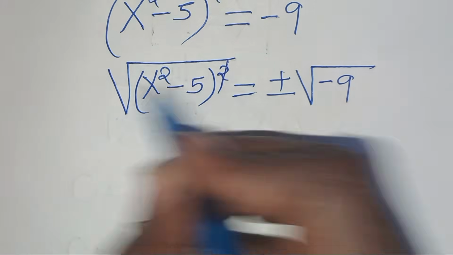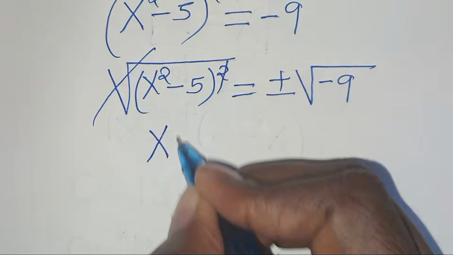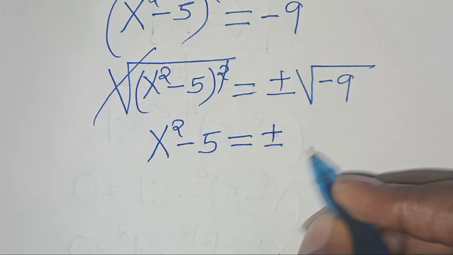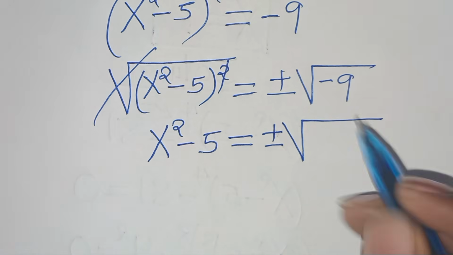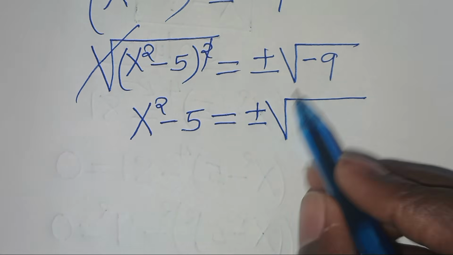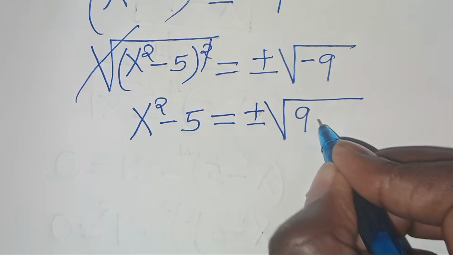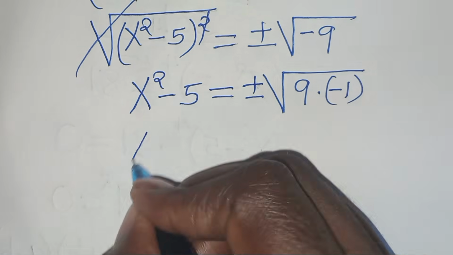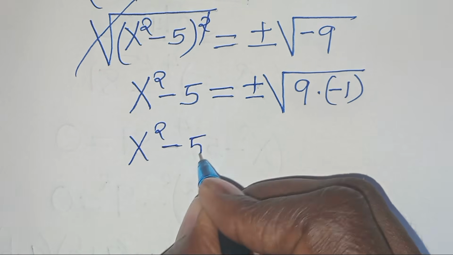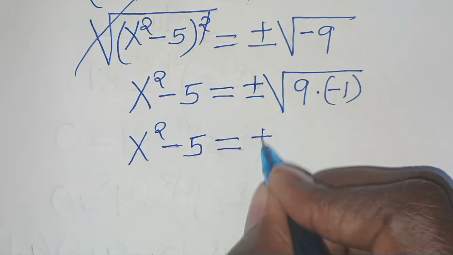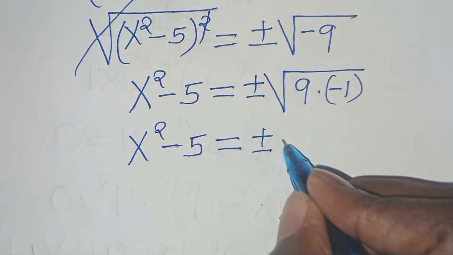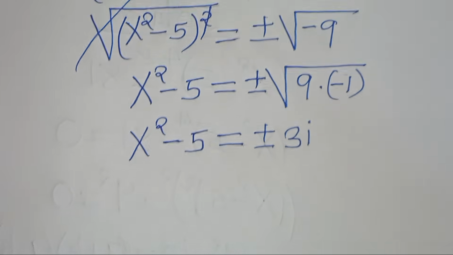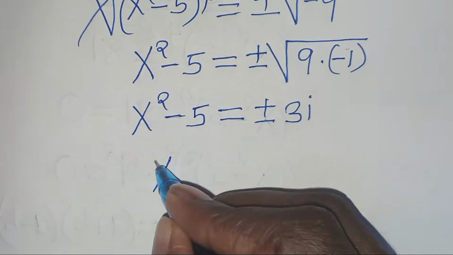So let's eliminate the square root sign here, so that we have x squared minus 5. This is equal to plus or minus the square root of negative 9. So we can express the square root of negative 9 as the same thing as 9 multiplied by negative 1. So we have x to the power of 2 minus 5. This is equal to plus or minus the square root of 9, which is equal to 3, times the square root of negative 1. This is i.